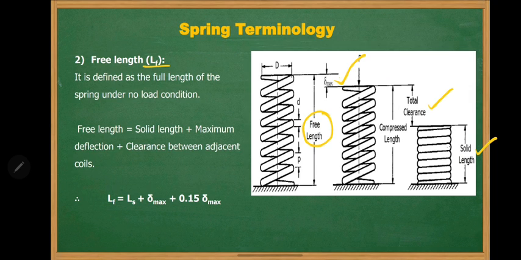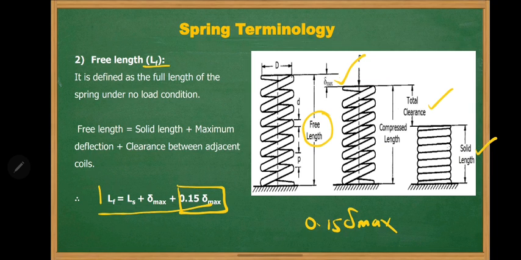Here the equation is LF is equal to LS, that is solid length, plus maximum deflection plus 0.15 times maximum deflection. So here this clearance is taken as 0.15 times the maximum deflection, that is the clearance between adjacent coils. So the equation is like this.